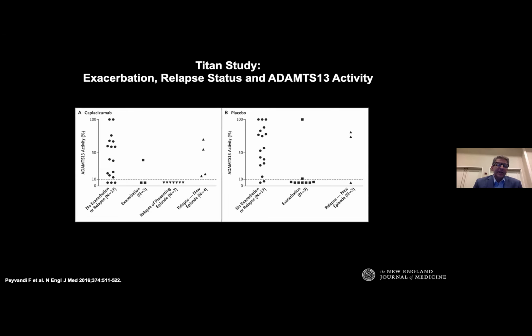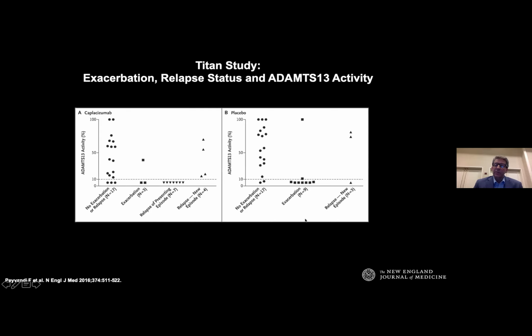On this slide, you can see exactly that. On this panel on the left, this is the caplacizumab treated, this is the placebo patients. If you look at the patients that had, and follow the second column, who had an exacerbation, an early recurrence, and you can take their square over to the side and see what their ADAMTS13 activity was at the time of the exacerbation. So there were only 3 exacerbations in the caplacizumab, and 2 of the 3 had very low ADAMTS13 activity.